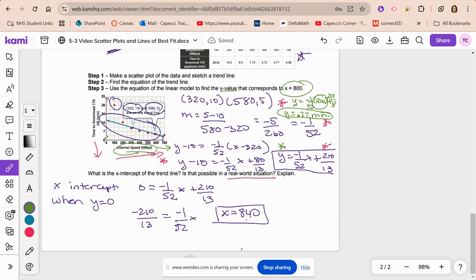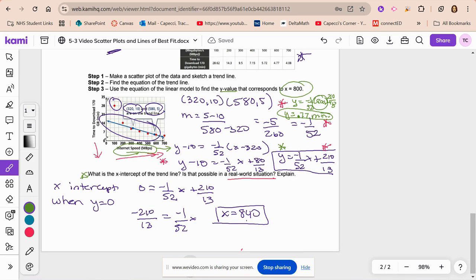Okay, all right, so let's look at the next thing. It says, what is the x-intercept of the trend line? And again, is this possible? So we know, if we were to graph something, my x-intercept is when y equals 0. So I took the original equation, substituted in 0 for y, and then solved it. So in the end, x is equal to 840. So our point would be (840, 0).